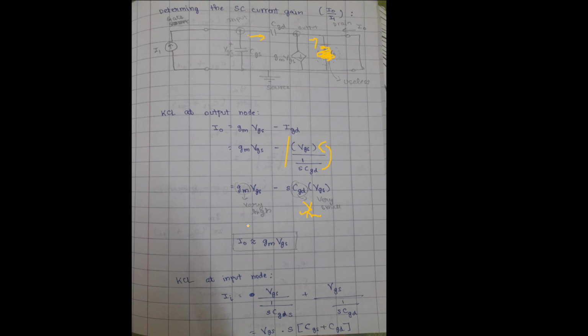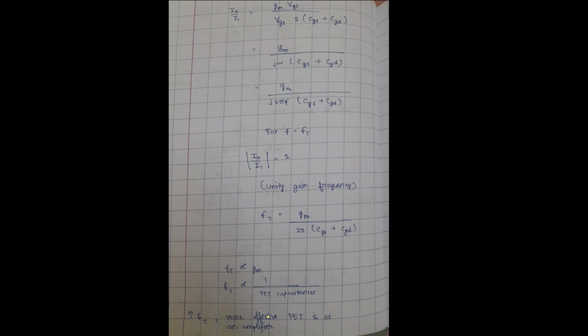So now what we do is we divide I0 divided by I1. So VGS being the common term is removed. So we have GM divided by S into (CGS plus CGD). Right. So that is the final term that we're given here. So the S that we were taking all this while was J omega. Right. So this is the angular frequency into J, which is what we always used to find the impedance of a capacitor.